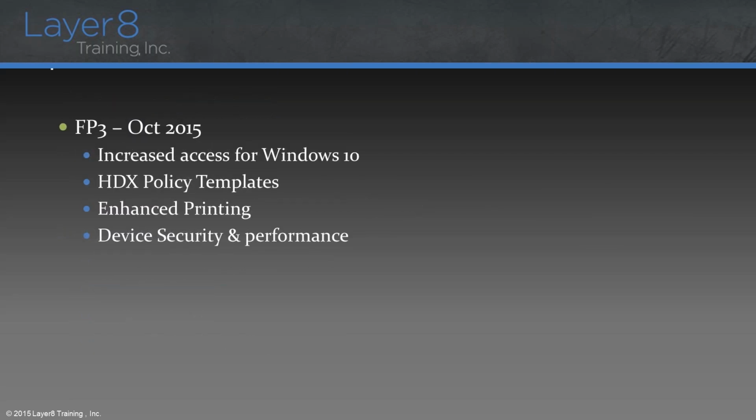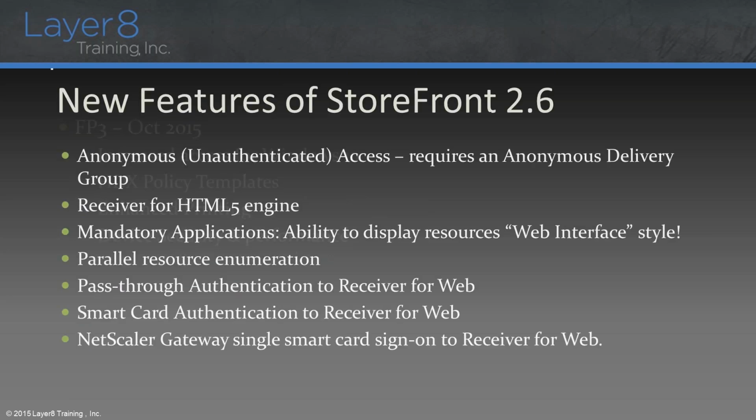And then Feature Pack 3 just came out. It provides some increased access for Windows 10, some more HDX policy templates, some enhanced printing capabilities, as well as some additional device security and performance, one of them being that you can prevent a jailbroken device from coming into your system in the environment.